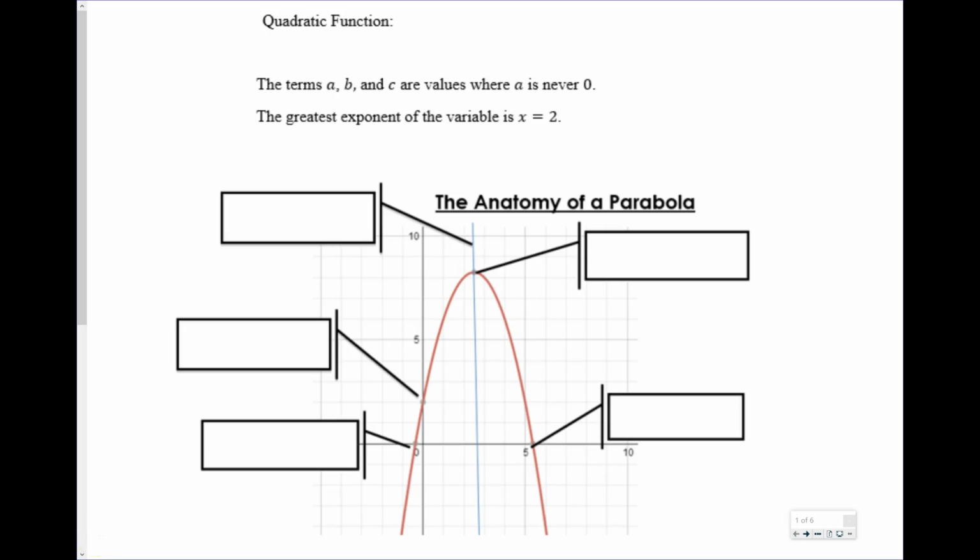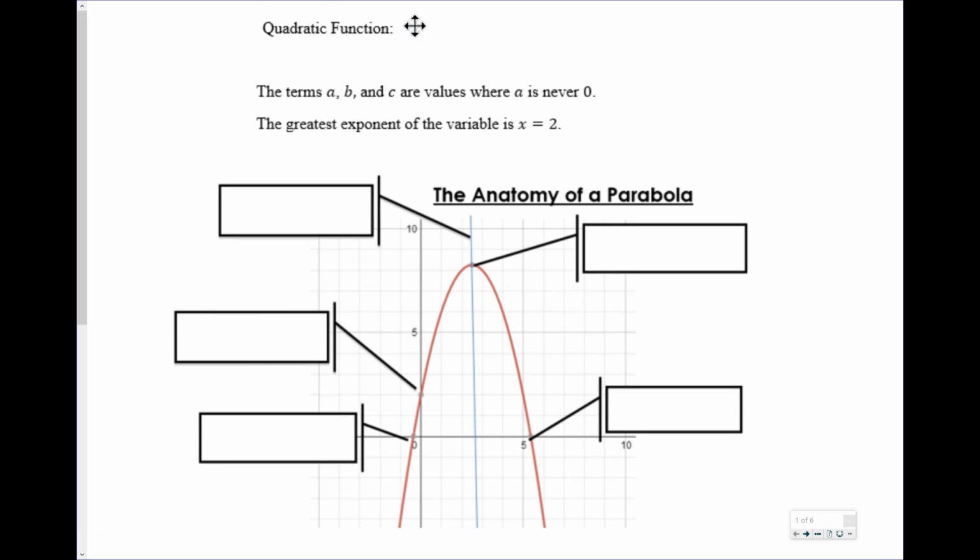In this unit, we're going to talk about a new function called a quadratic function. This one you may have seen before in 8th grade, and you may not have. Okay. First, let's talk about what a quadratic function is. A quadratic function is a U-shape.